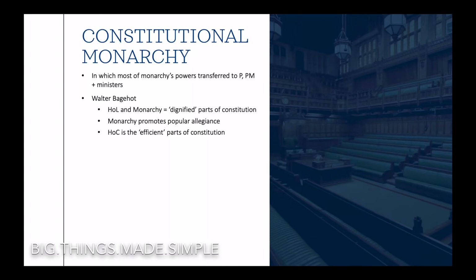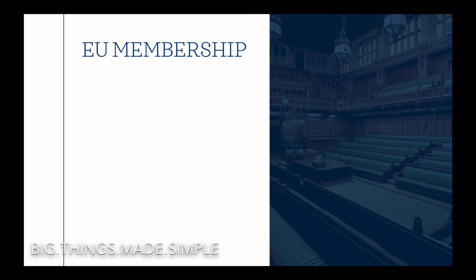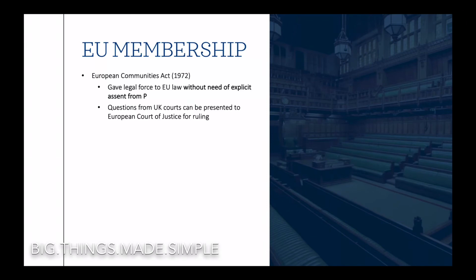The last principle in the British Constitution is the EU membership, which expired after Brexit on January 31st, 2020. The European Communities Act 1972 gave legal force to EU law without the need of explicit assent from the Parliament. Any questions from British courts are to be presented to the European Court of Justice for a ruling. Bear in mind that EU law takes precedence over British law until they are expired.